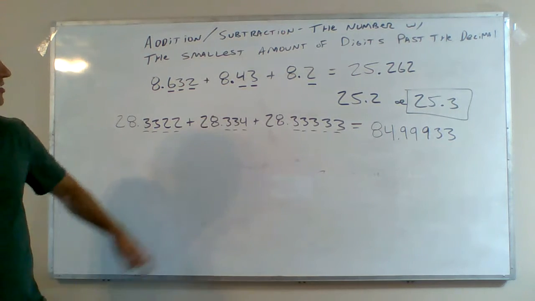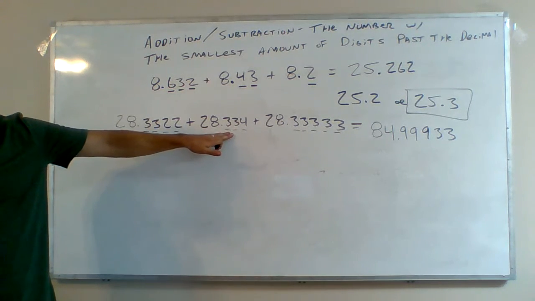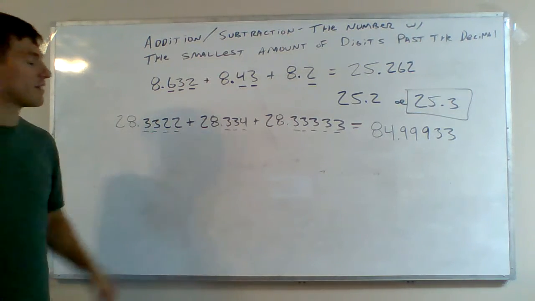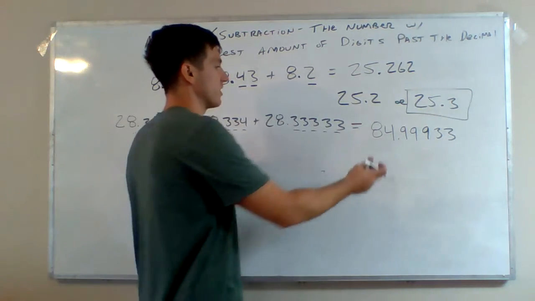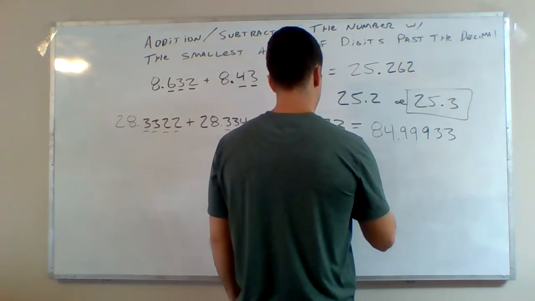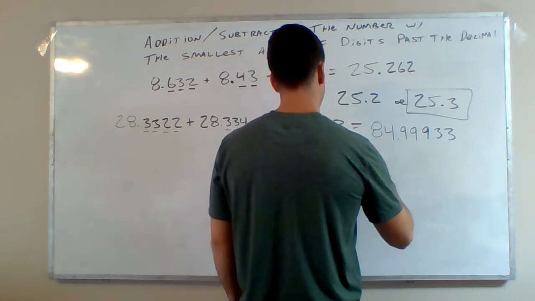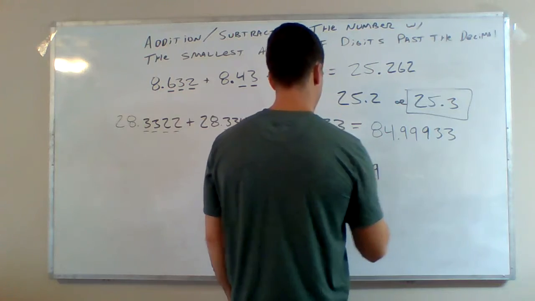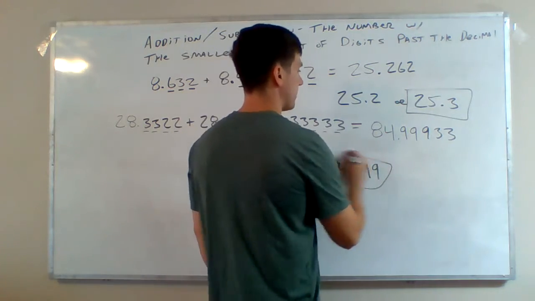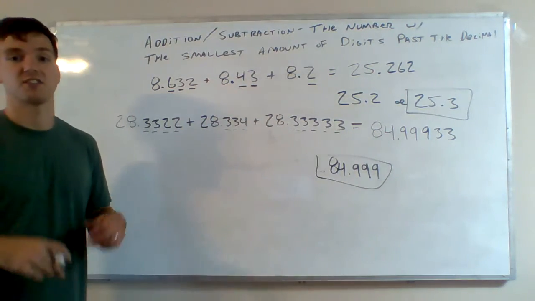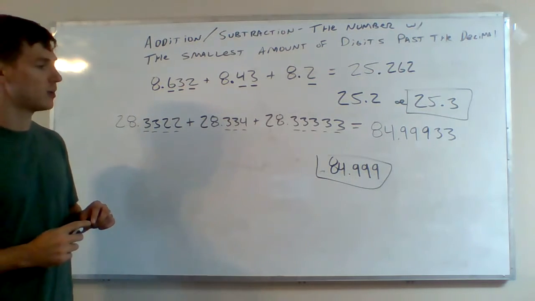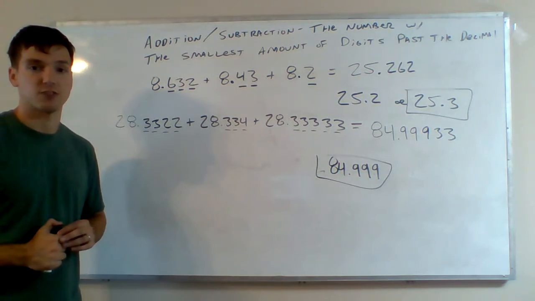84.99933. Okay? So I have to get just 3 digits past the decimal. Right? So my final answer is actually gonna end up being 84.999. It's really close to that final answer. It's only got 3 digits past the decimal. So that is my answer.